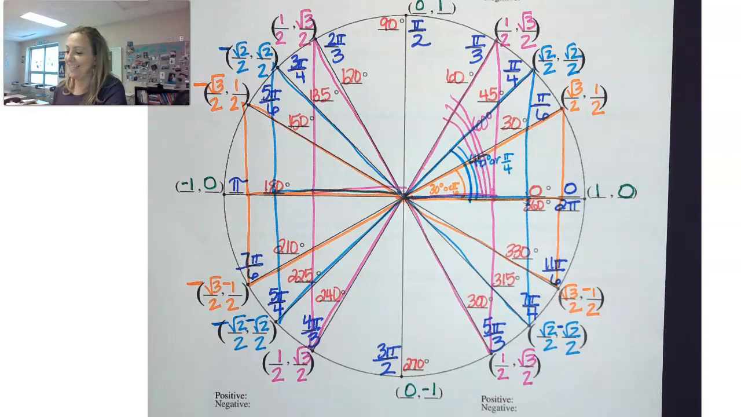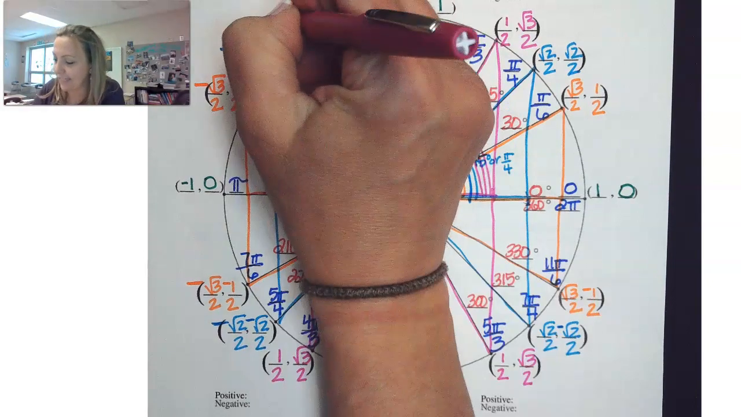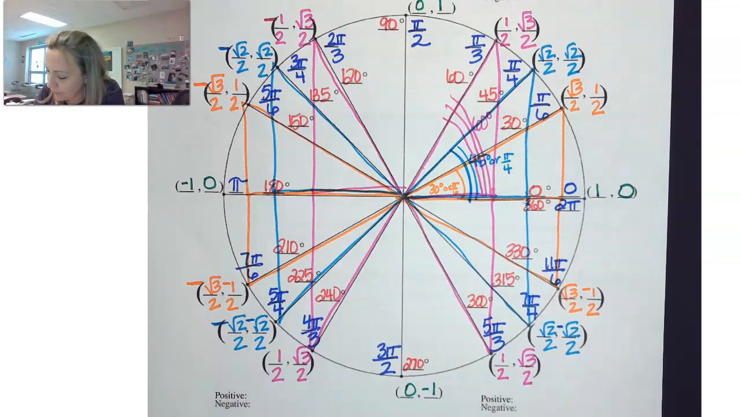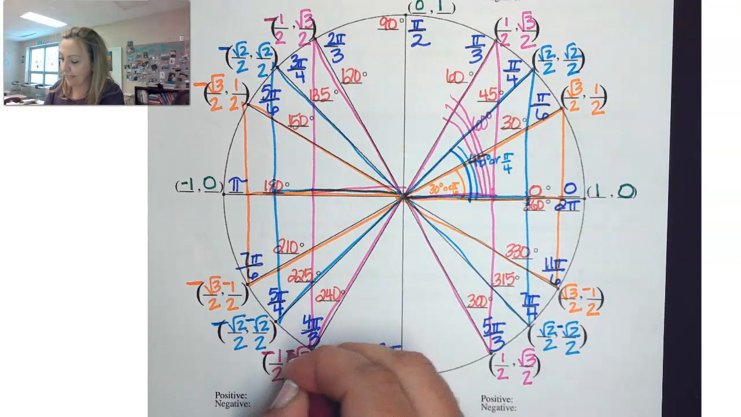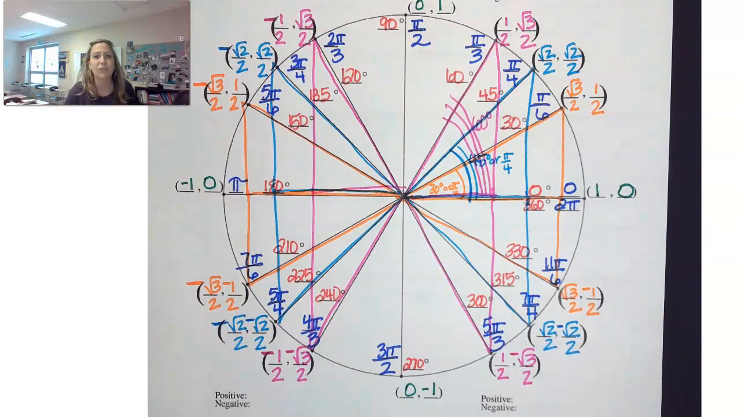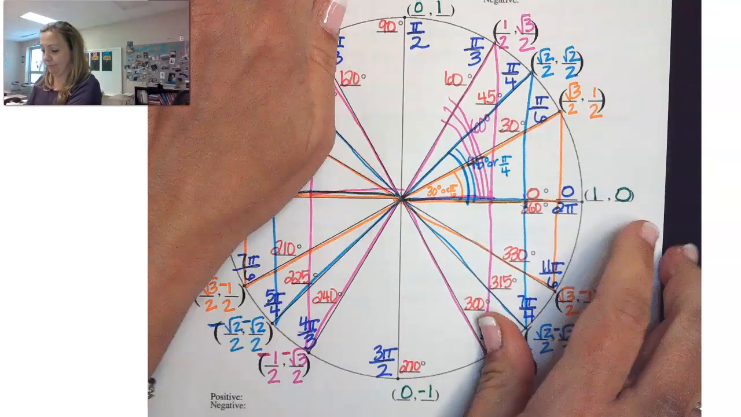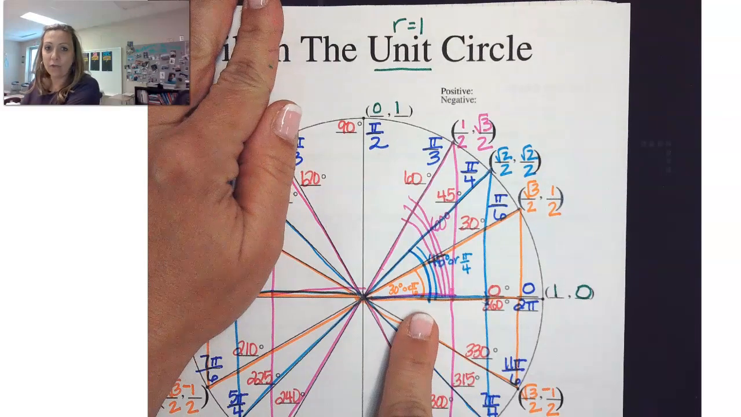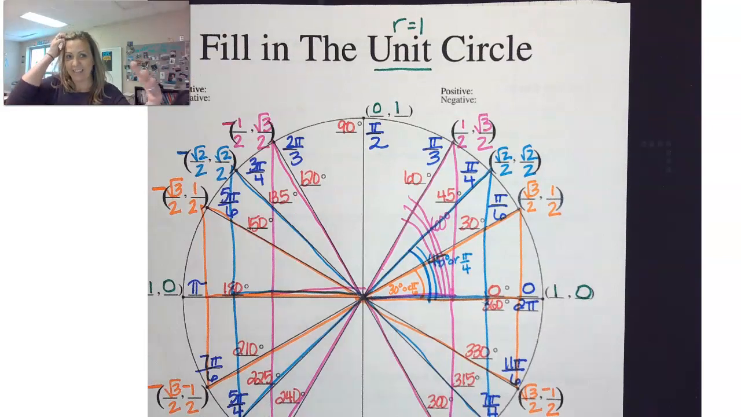But in the second quadrant, x is negative. Third quadrant, both x and y are negative. And in the fourth quadrant, y is negative. So you can see that really all you need for the unit circle is this first quadrant. And then other than that, you just kind of make things negative depending on what quadrant they live in.